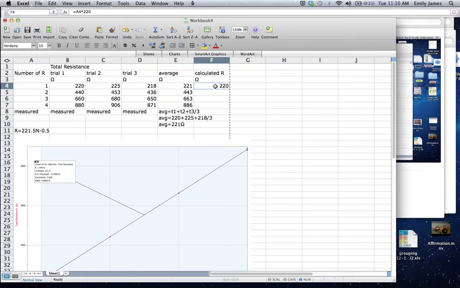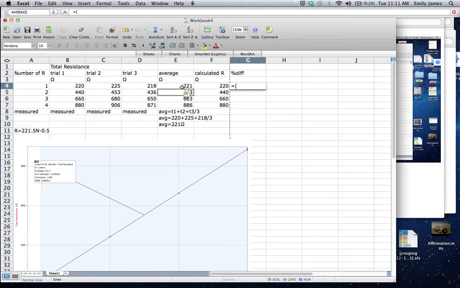Now I can go back up here just like I did for average, make this into that black cross and pull it down. Shazam. Notice that the calculated resistance is pretty close to the average resistance, but it's not enough to say pretty close. We need to say how close, and to do that we do percent difference. Percent differences don't have a unit. They are equal to, typically, the difference between the two things you're comparing. In this case, we're comparing the calculated R and the measured R.